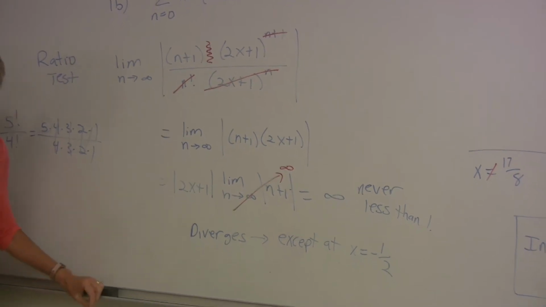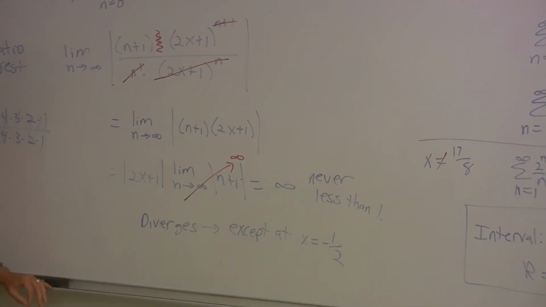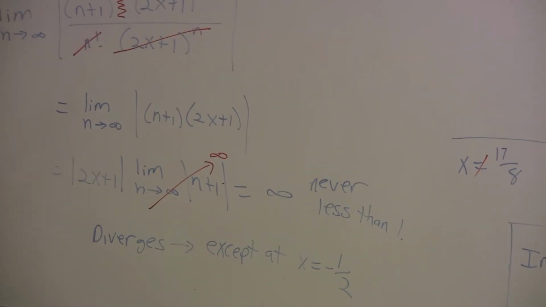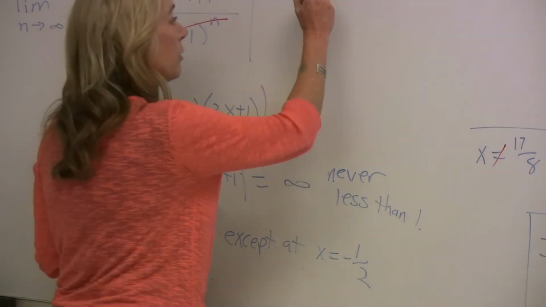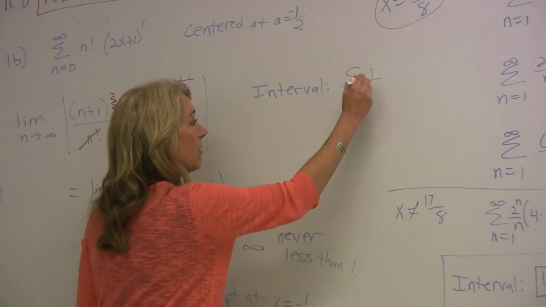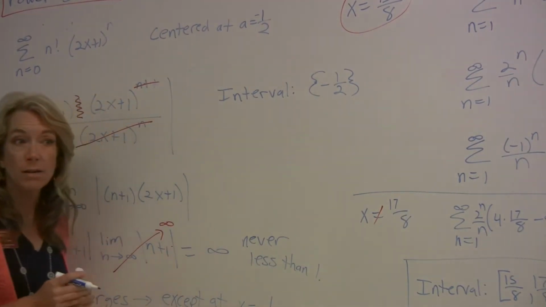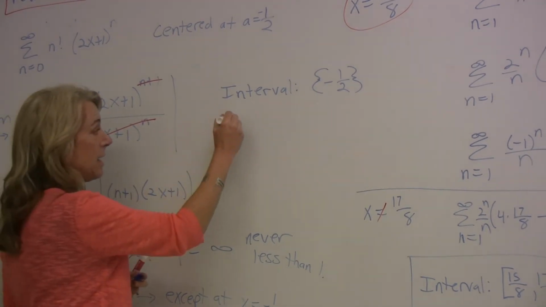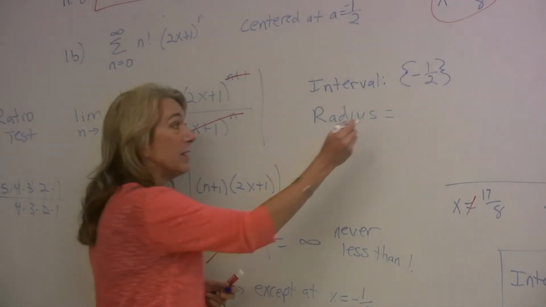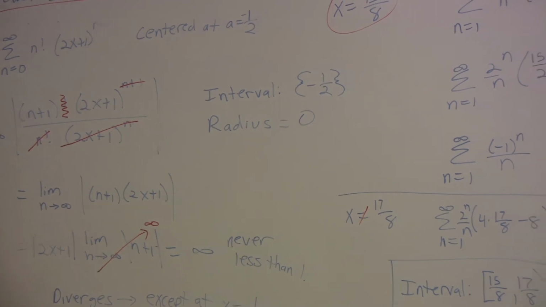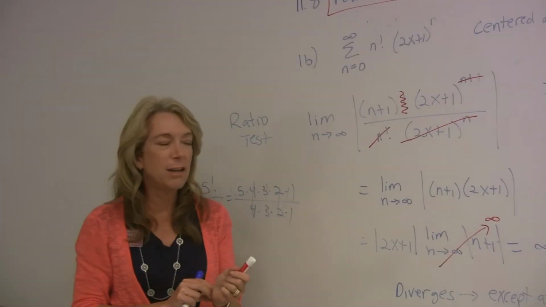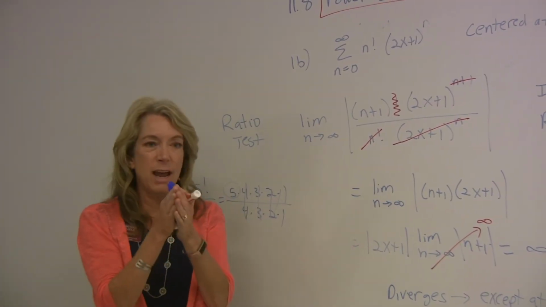So remember the question was the interval and the radius of convergence. Where does it converge? Only at negative 1/2. You can't move off of there, right? So the interval is not even really an interval. It's a set. Negative 1/2 is the only x that works. And the radius tells me how far off of there can I move? 0. So there's your example of when you have a radius of 0. This power series only converges for that one value of x. Any other value of x makes it diverge. So you can start at negative 1/2, but you can't budge.